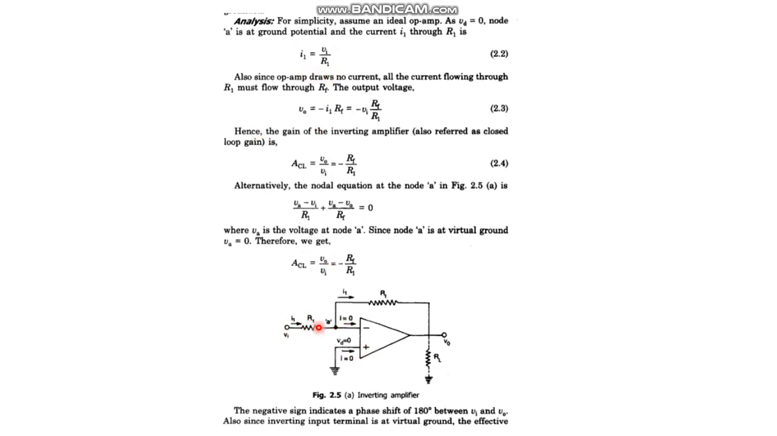This won't allow any current into this, so the current has to go through this region and enter into this. So this current and this current are the same. It won't allow any current into this. Then what is this current? 0 minus V0 by Rf. So we can equate these two. V in minus 0 by R1 equals 0 minus V0 by Rf. The same current flows in both the resistors, so that we can obtain an expression like this.